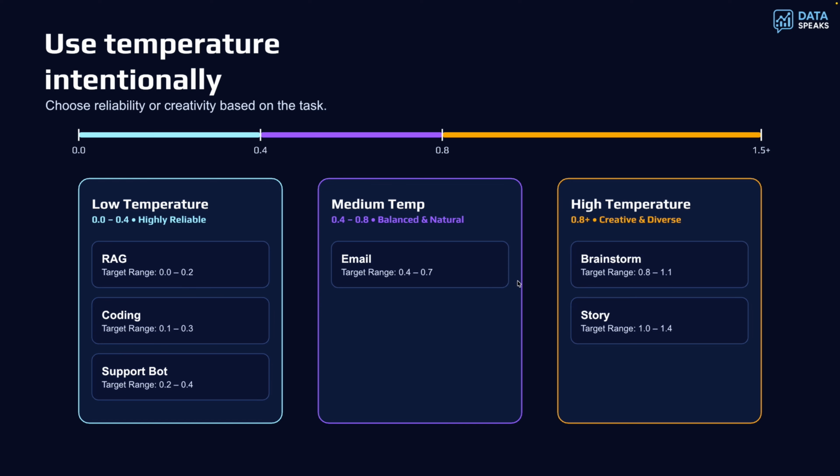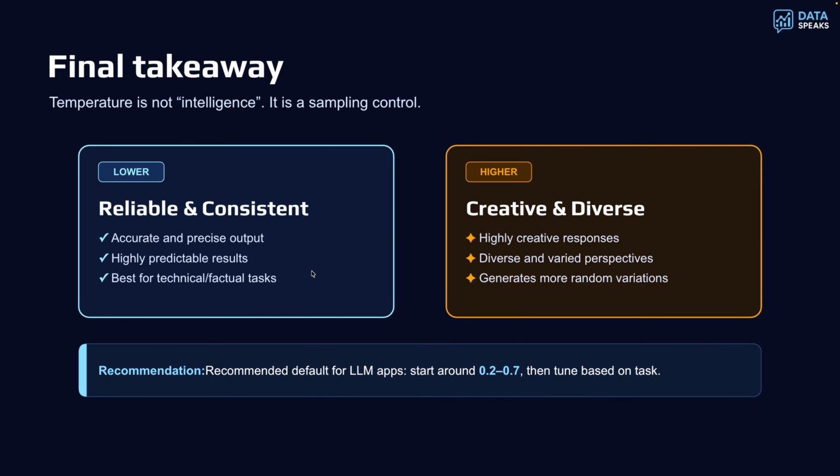So choose the right temperature value based on what task you are trying to solve. If you want a very reliable and consistent answer, you want to choose the lower side of the temperature, which will give you accurate, precise, and very predictable output. It is also best for technical and factual tasks.